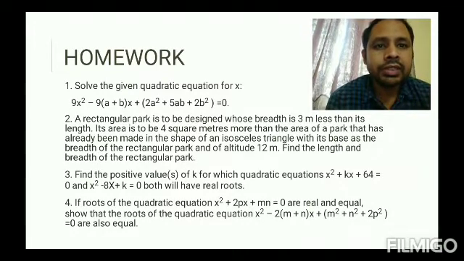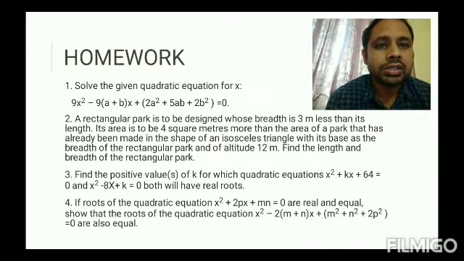And the last one is: if the roots of the quadratic equation x square plus 2px plus mn equals 0 are real and equal. The equation is x square plus 2px plus mn equals 0 and the roots are real and equal. Then you have to show that the roots of the quadratic equation x square minus 2(m + n)x plus m square plus n square plus 2p square equals 0 are also equal.